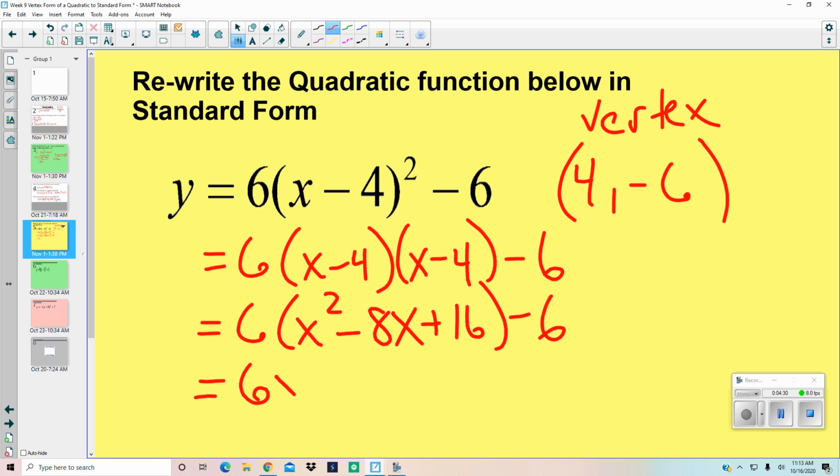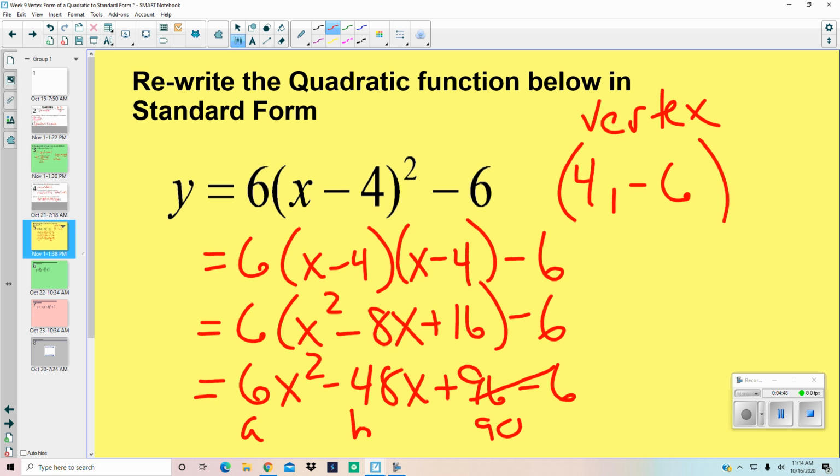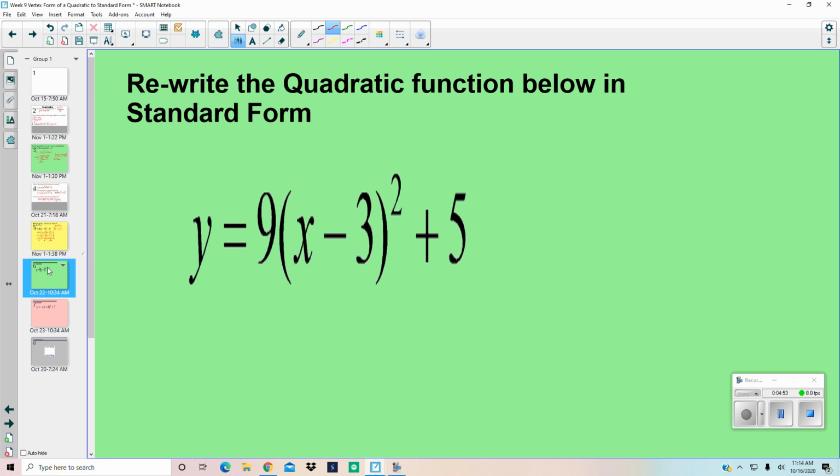Distribute the 6. And then all I have to do is take 96 minus 6, so that's going to be 90. So my A value is 6, my B value is negative 48, and my C value is 90. Let's do another one.